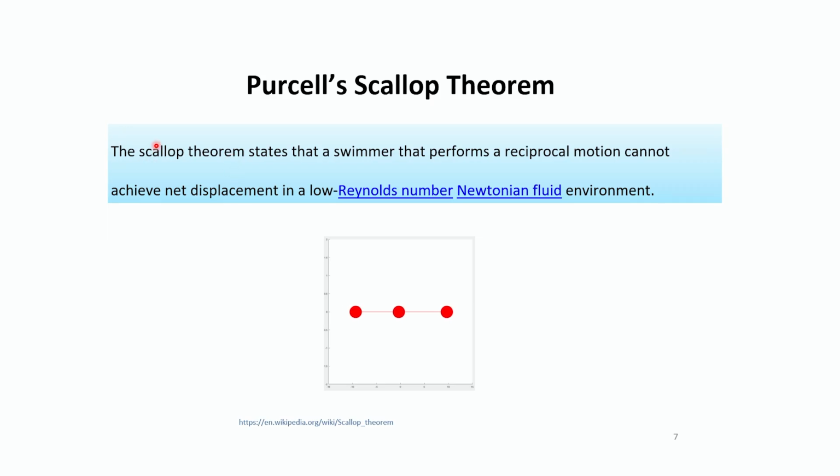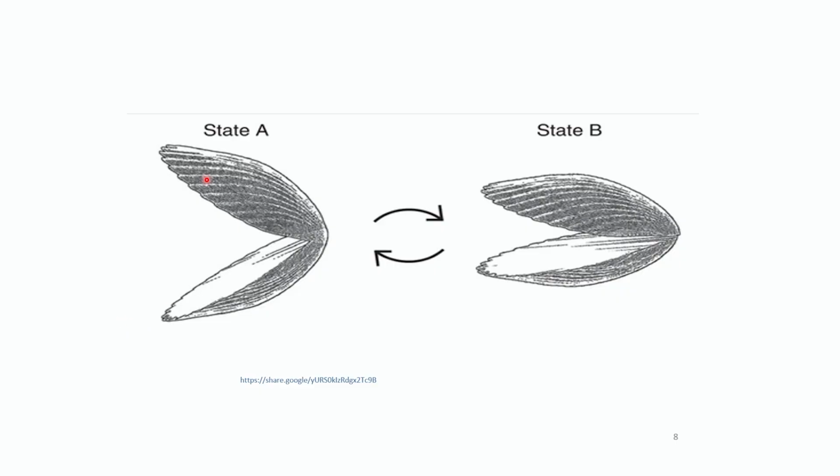The term scallop theorem is derived from the scallop. Do you know what a scallop is? These are mollusks that are found in seas. Have you seen the seashells that you find on the shores? These are fan-shaped shells of sea mollusks. These are bivalves, they have two shells, and this scallop theorem is derived from that. You can see this is making a to and fro movement, which makes no net displacement. So that's a scallop, a fan-shaped bivalve.